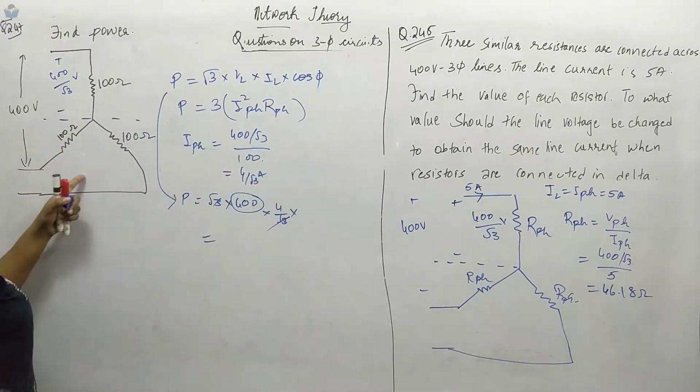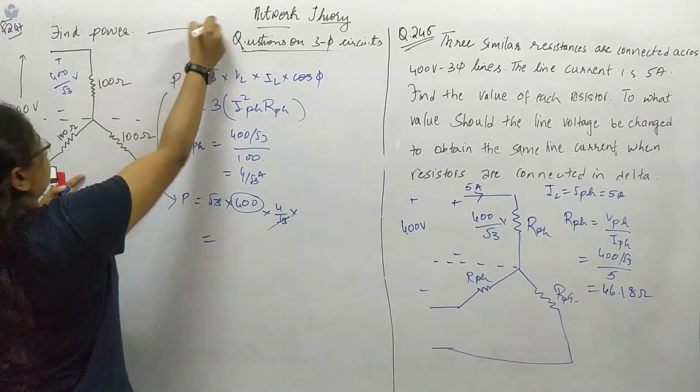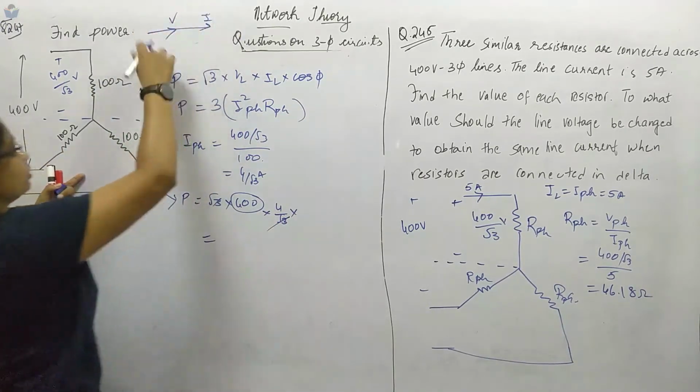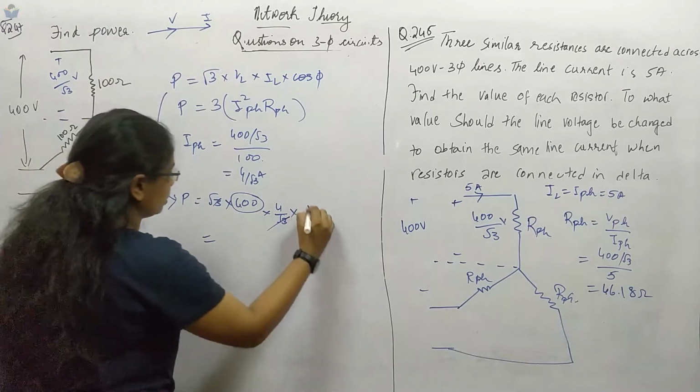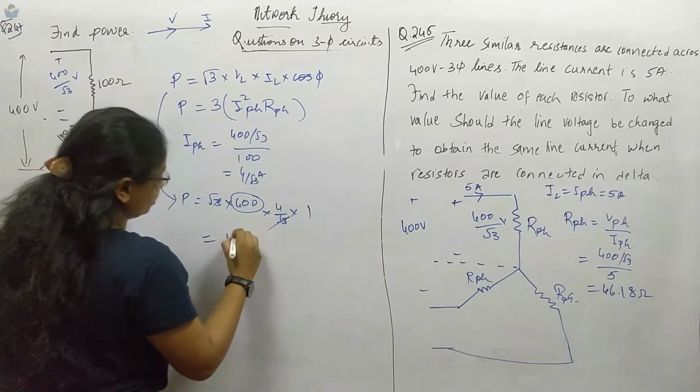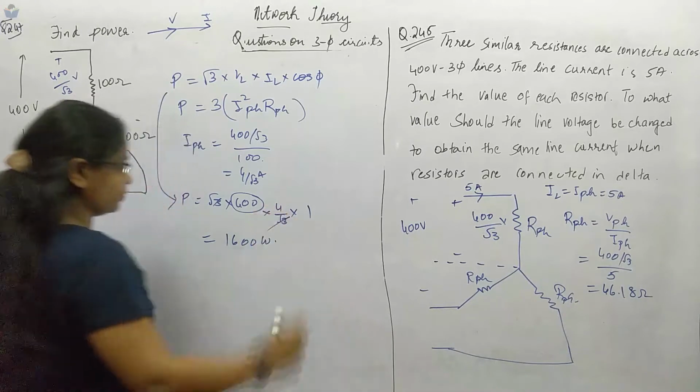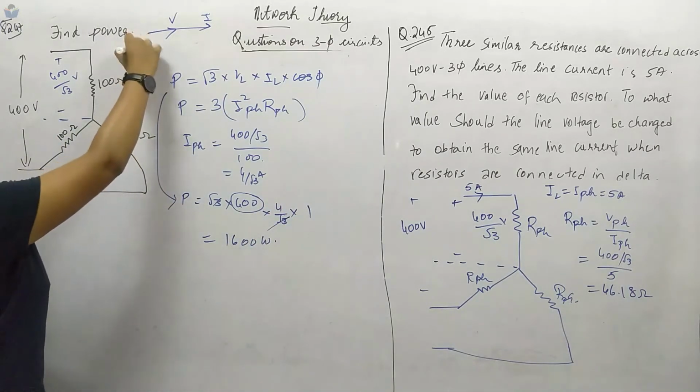How much is cos phi? Since this is a resistor, cos phi will be 1. So there will be no phase difference in this one. 4 4s are 1600 watts. So this is the solution for this question.